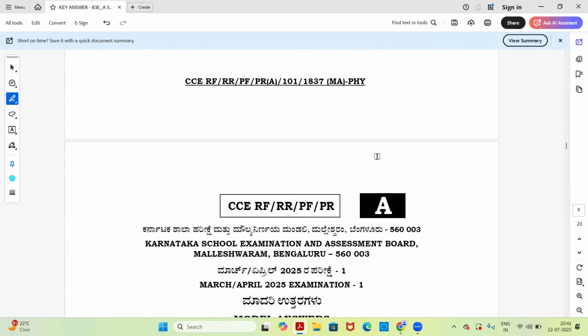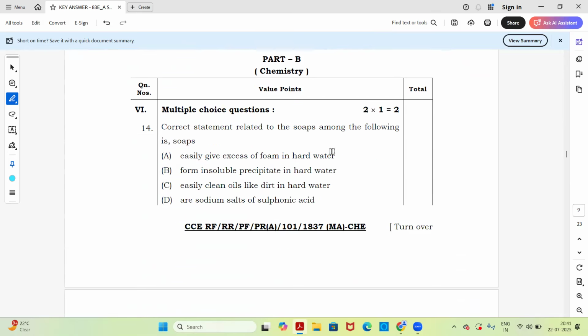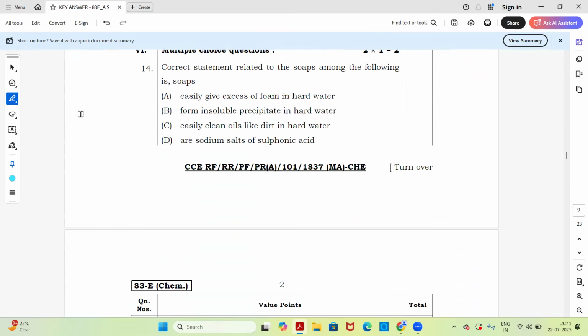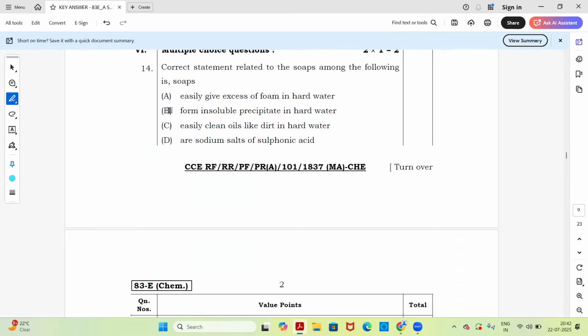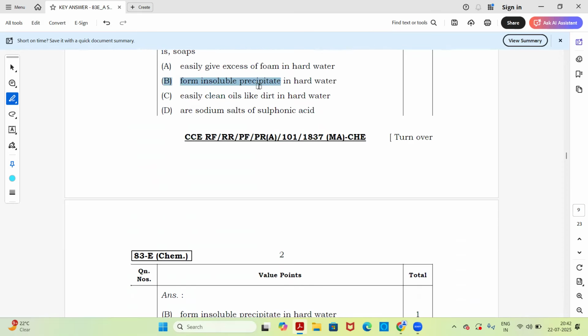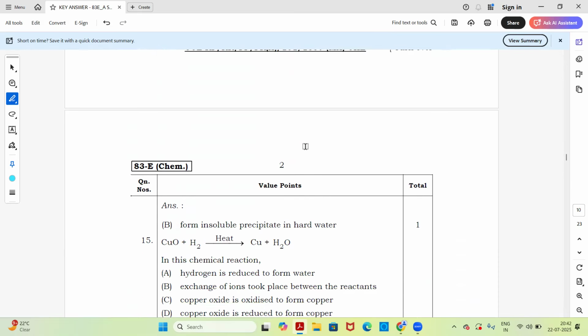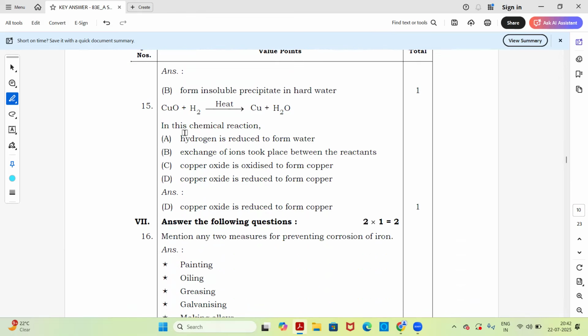Okay. Now moving to the chemistry part. Part B, chemistry questions. So it's a continuation, question number 14. Multiple choice question again. The correct statement related to soaps among the following is: soaps can dash. There are 4 options given here. The right option will be option B, form insoluble precipitate in hard water.